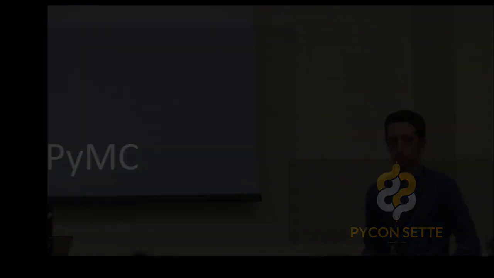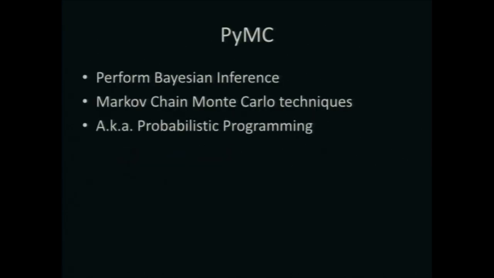So I'm going to talk about PyMC, which is a Python library to perform Bayesian inference. The idea is that MC stands for Markov chain Monte Carlo, which is a numerical approximation of Bayesian inference. So instead of having a closed-form solution of a density function, we have a numerical approximation of it. It's also known as probabilistic programming.